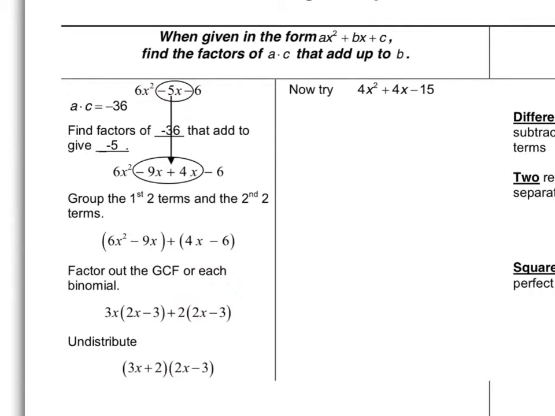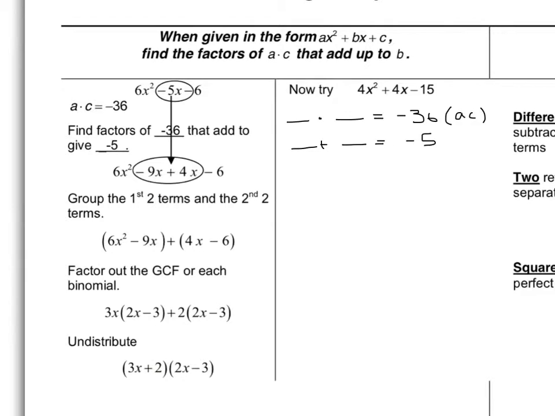Now let's look at the first one. Every time you want to factor a trinomial, first of all, you have to multiply A and C. So 6 times negative 6 is going to be negative 36. So you need to find factors that multiply to give you negative 36 and add to give you negative 5. Think of two things you can multiply to give you negative 36, which is the AC, A times C, and two numbers that can add to give you negative 5.